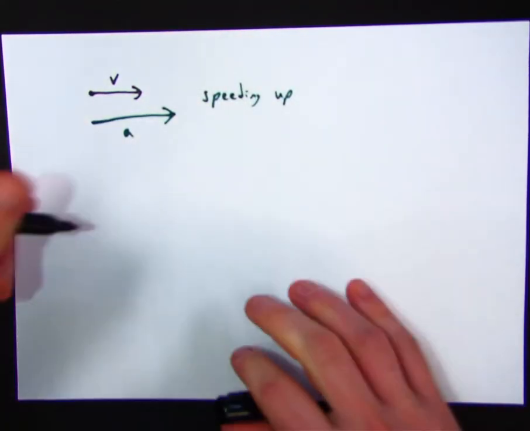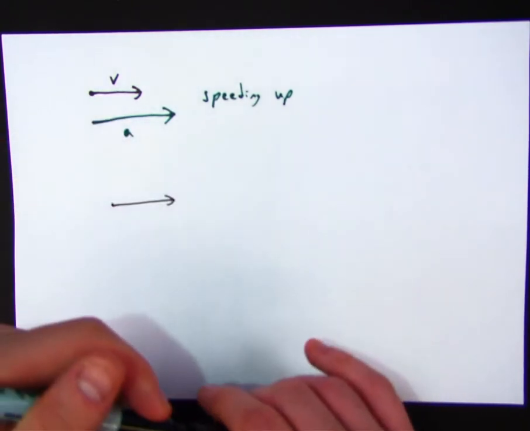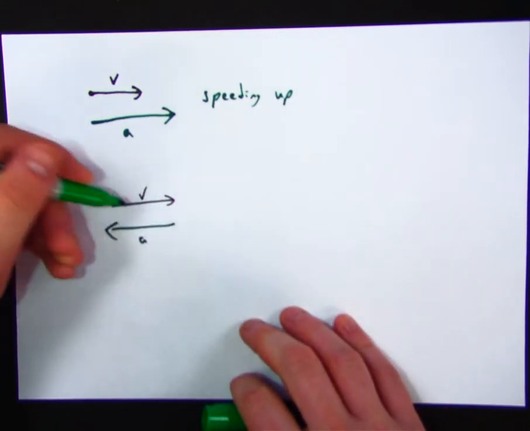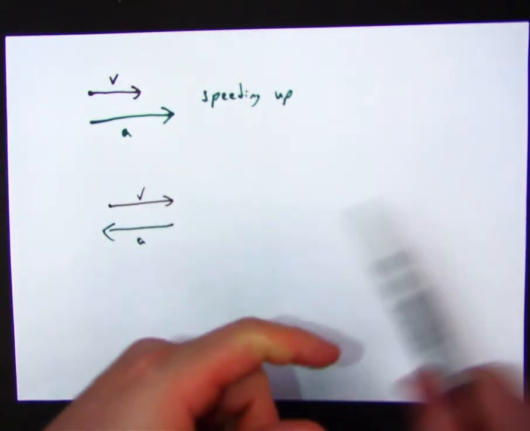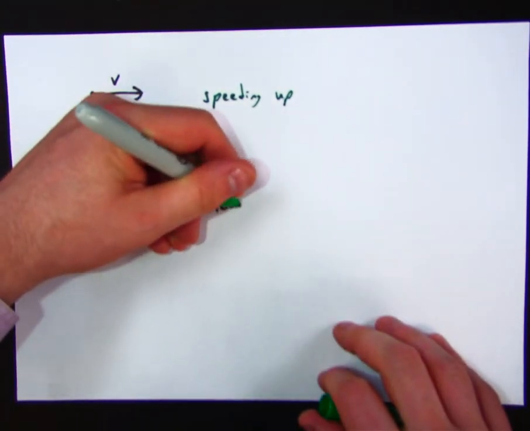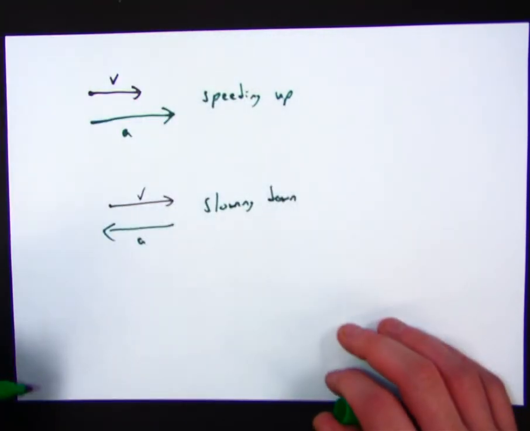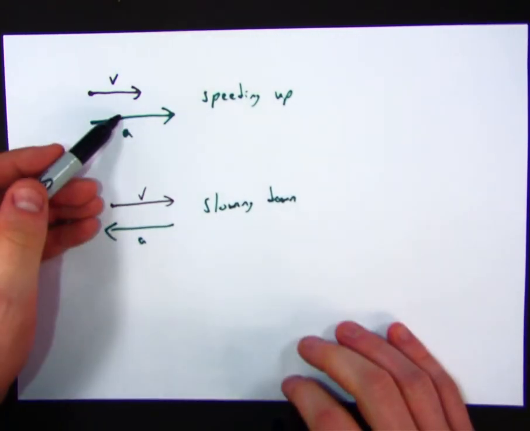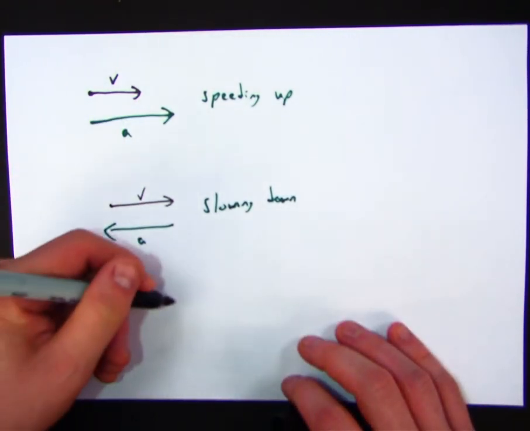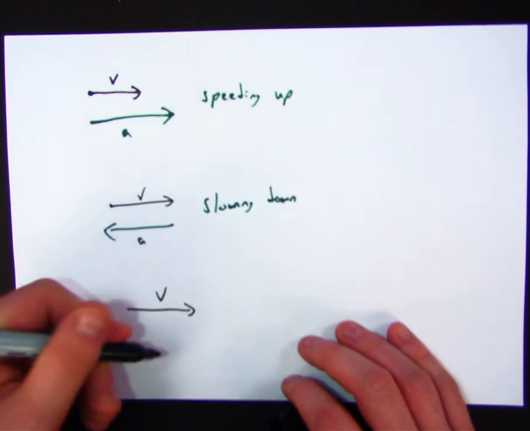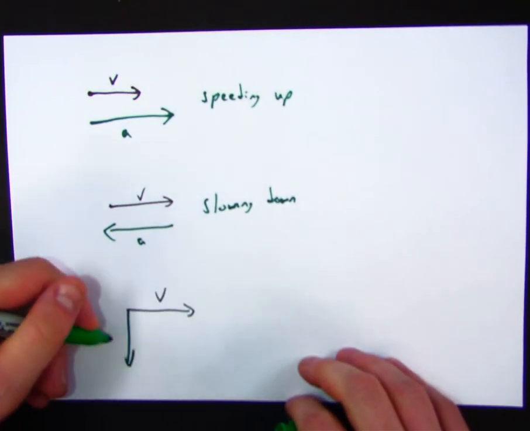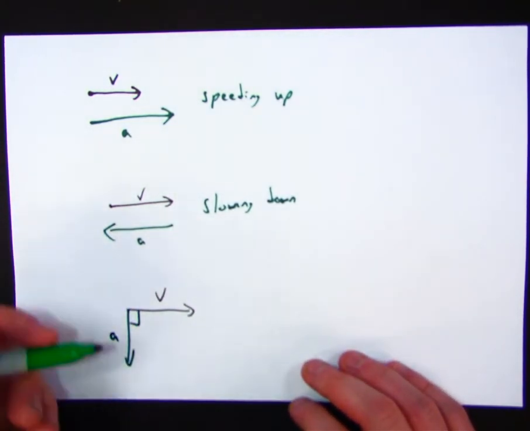Similarly, if the velocity was in this direction, but the acceleration was in the opposite direction, that object would be slowing down. There comes another example here where all of a sudden the acceleration and velocity are not parallel and anti-parallel. What they are instead is perpendicular. So if the velocity was this direction, but the acceleration was perpendicular, what would happen here?